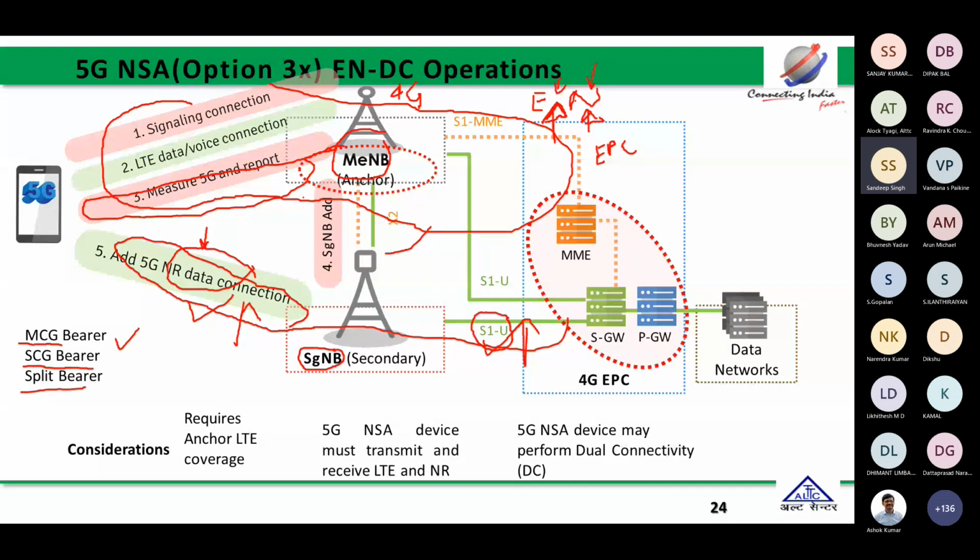DC means dual connectivity. Dual connectivity means the UE is capable of receiving data from two schedulers, from the eNode B and also from the G node B. That capability should be there in the UE. That's why they use the ENDC operation. Otherwise, the UE will not be able to use the 5G NSA mode operation.